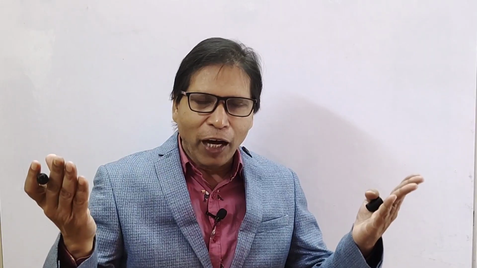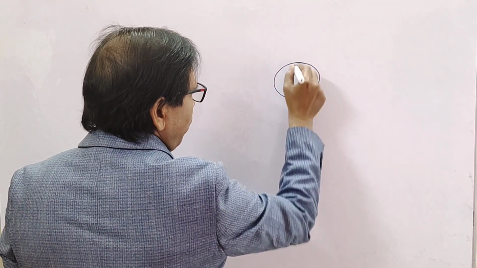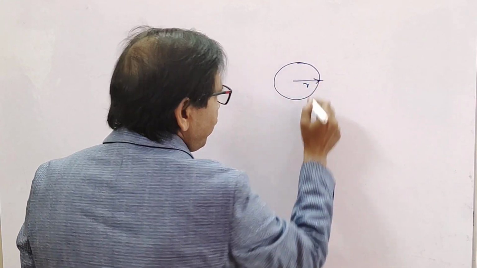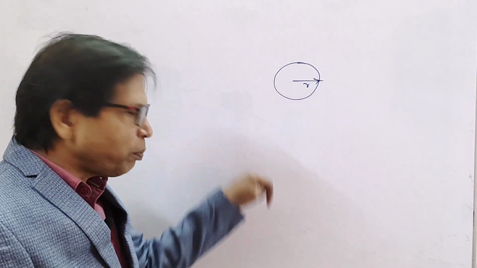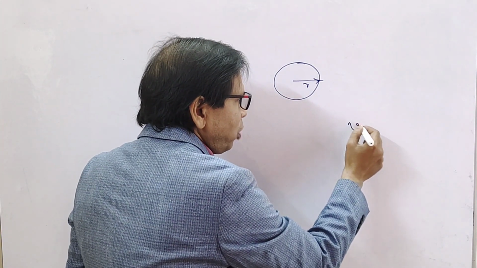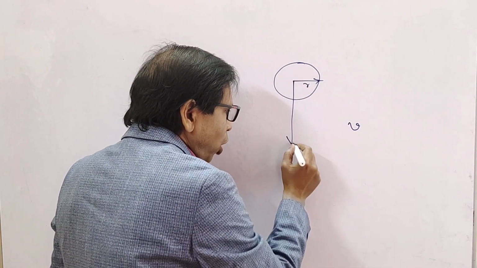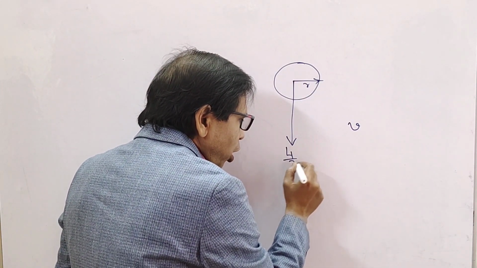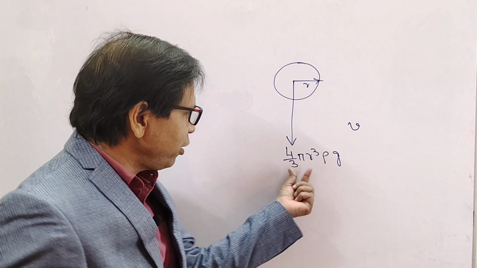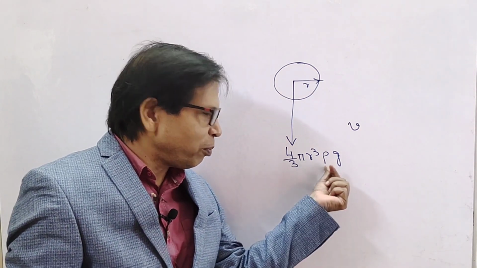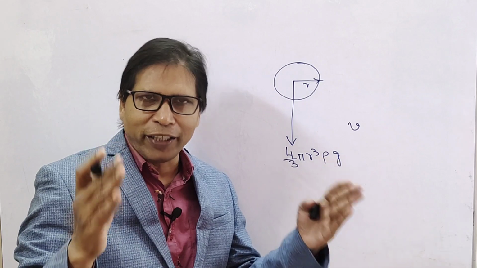Understood? Next, we have to establish an expression for terminal velocity in terms of the radius of the body and its density. Suppose this is a body of radius r, its density rho, and it moves in a viscous medium with terminal velocity v. So what is the weight of the body? This is mg, so 4/3 pi r cube rho into g. This is the volume, volume into density gives mass, mass into g, that is the weight.